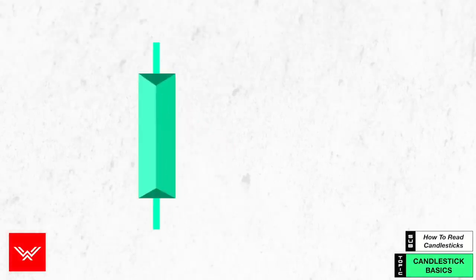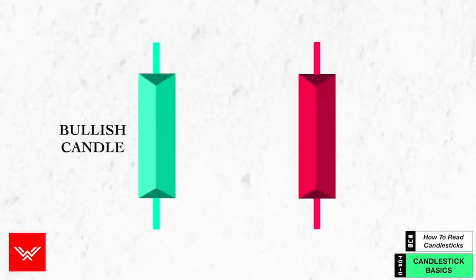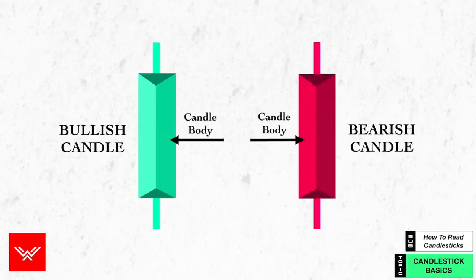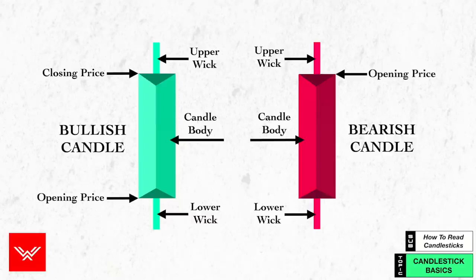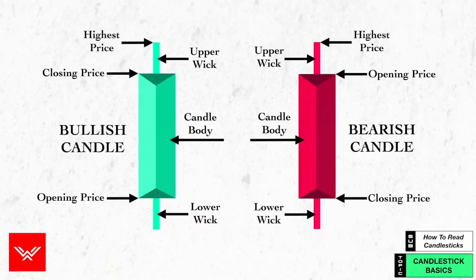You have your green candles, which are bullish. You have your red candles, which are bearish. This here is the candle body. These here are the candle wicks. For green candles, the opening price is at the bottom here, and the closing price is at the top here. For red candles, the opening price is at the top here, and the closing price is at the bottom here. The wick ends at the top represent the highest price point. The wick ends at the bottom represent the lowest price point.